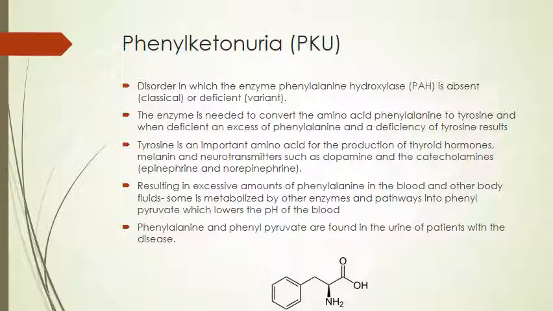Tyrosine is an important amino acid for the production of thyroid hormones, melanin, and the neurotransmitters such as dopamine and the catecholamines epinephrine and norepinephrine. This results in excessive amounts of phenylalanine in the blood and other body fluids. Some of it is metabolized by other enzymes and pathways into phenylpyruvate, which lowers the pH of the blood. And phenylalanine and phenylpyruvate are found in the urine of patients with the disease.